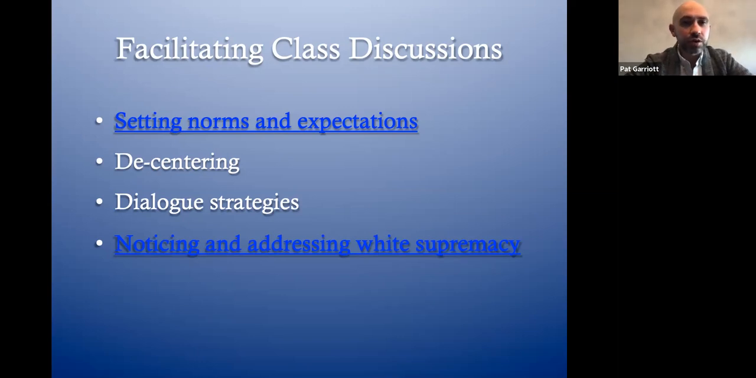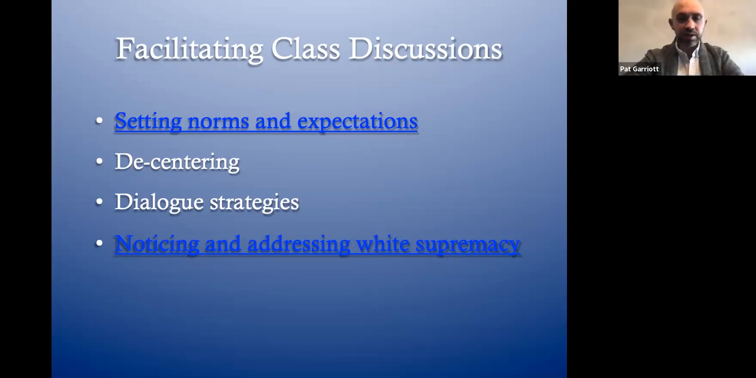Another issue that comes up is how to facilitate dialogues in class. And so this is an area where I think norms can come in really handy. Coming back to them intermittently to essentially hold one another accountable for comments and behaviors that might happen during class. And so you might do this at several points or more during the quarter.